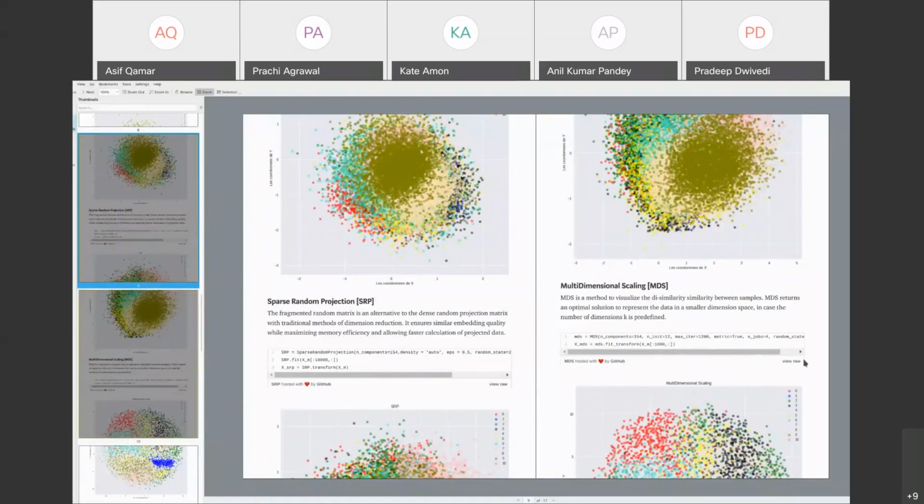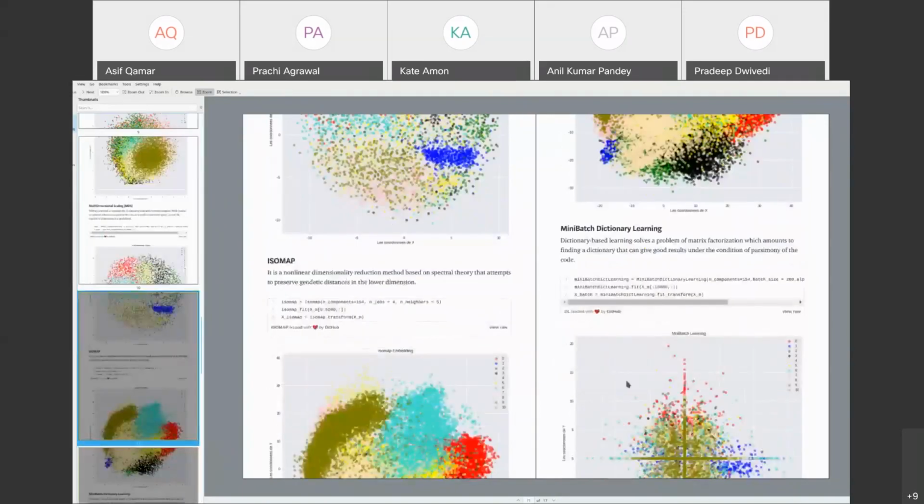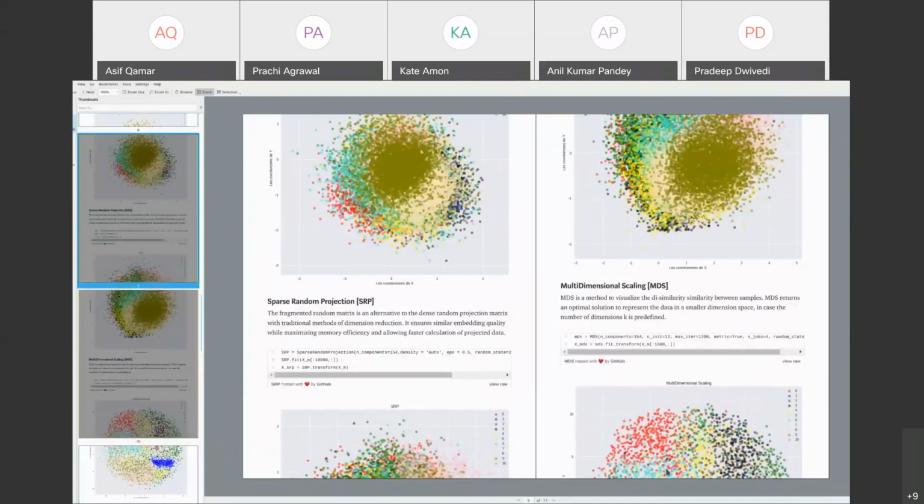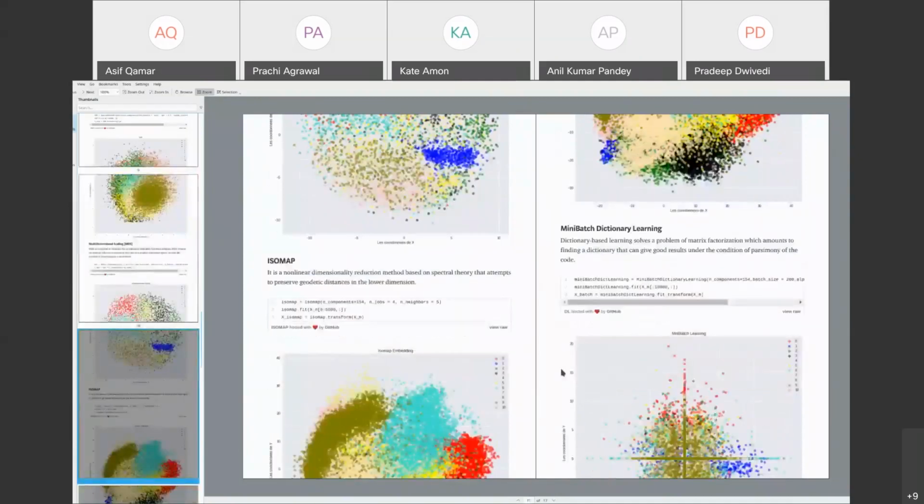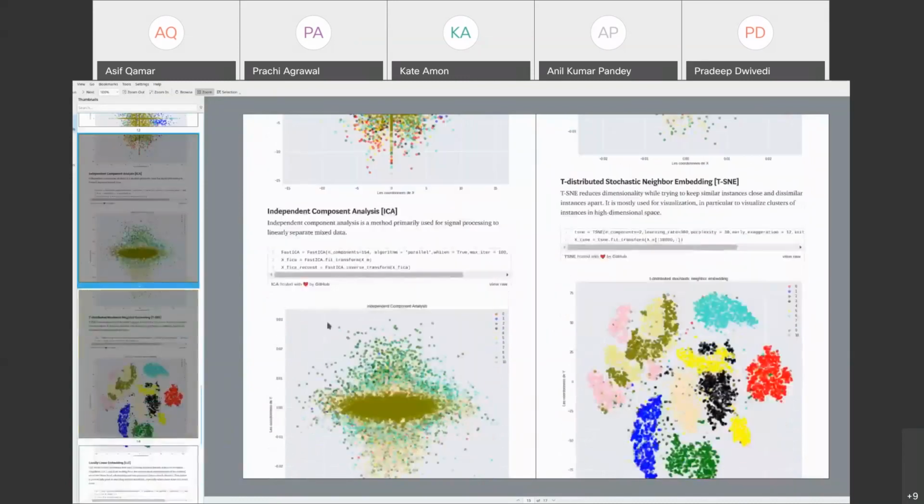Then comes some more powerful methods called multidimensional scaling. Look at this. Unfortunately, this picture is reduced in this PDF, but you can clearly see the separations are slightly better, much better in this. You can do Isomaps, which are also reasonably good. Mini batch dictionary learning is not at all impressive for this particular situation. There's something called independent component analysis. A bit of a disaster here, but okay.